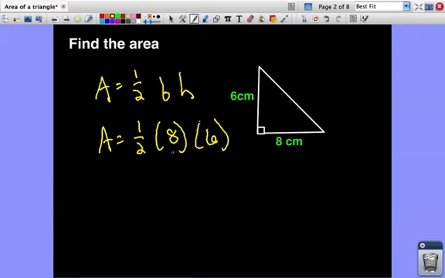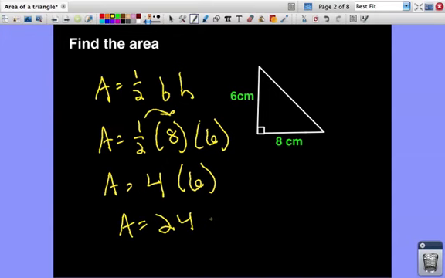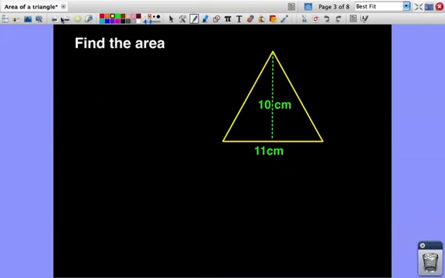With multiplication, you can multiply in any order that you want. I can do 1/2 times 8 first, I can do 1/2 times 6 first, or I can do 8 times 6 and then take half of that. I'm going to take half of 8 right now. 1/2 of 8 is just 4. Now I have 4 times 6, and 4 times 6 is 24. Because we're talking about area, it is centimeters squared. That's it, there's my area for this particular triangle. Let's look at another one.